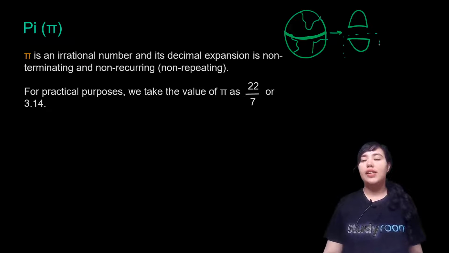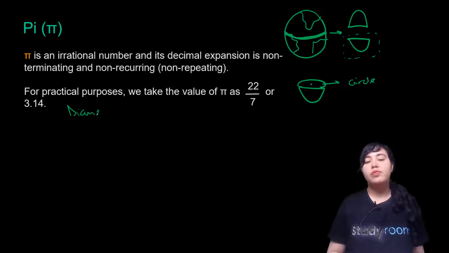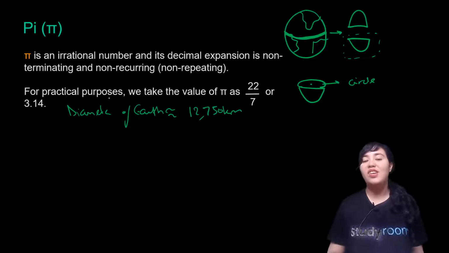I choose this southern hemisphere, I isolate it, and I look at its top. Any hemisphere has a circular top. That means this is a circle, so it would have a radius, it would have some diameter. So if we measure the distance across the equator, or basically the diameter of our earth, the diameter of earth is roughly equal to 12,750 kilometers. It's that long.